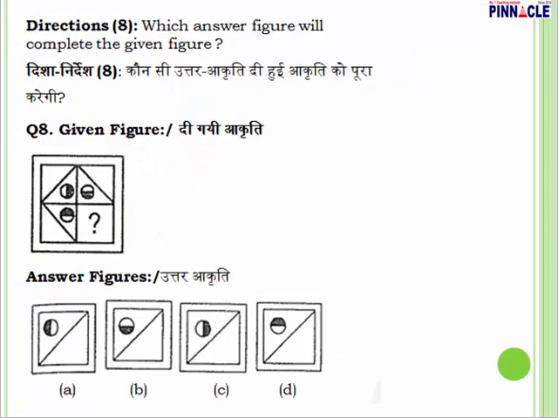Question number 8, we have to tell what comes here, which completes this figure. So see this, this darkened area is rotated clockwise. First we rotate it clockwise 90 degrees, again we rotate it clockwise 90 degrees. So again we must rotate it 90 degrees clockwise, so this type of figure must come. So this type of figure is present in option A only. This is your right answer.